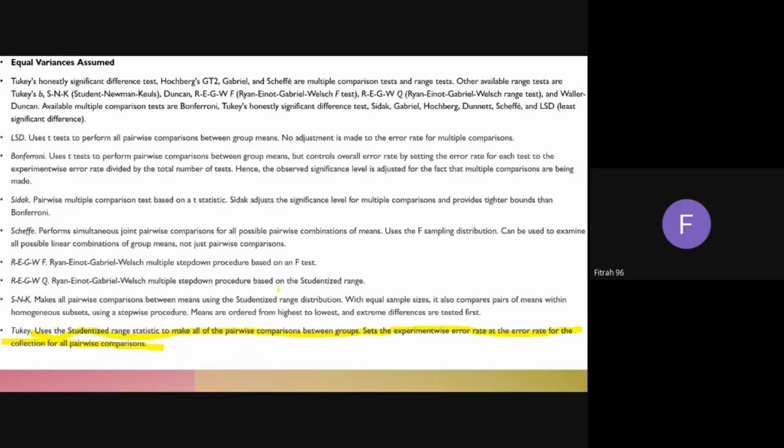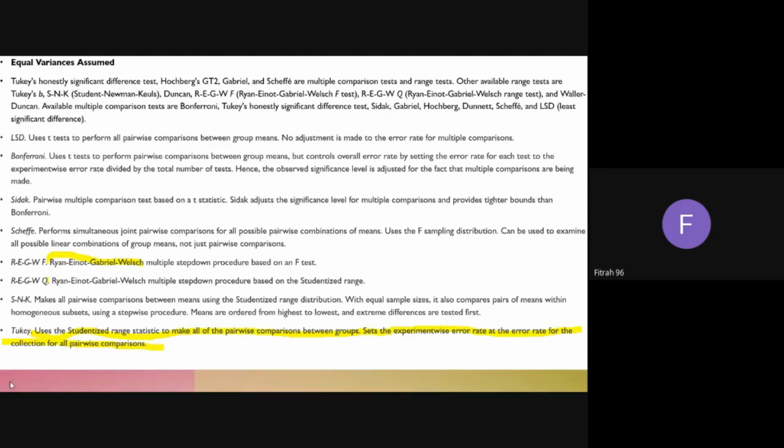But we also have many others. We also have LSD, Bonferroni, Sidak. Sidak is just the name of that person. Scheffe, REGWF, Ryan, Einot, Gabriel, Welsch. These are 4 different people who made these. The Q added is for quantity. Okay, SNK and so on.